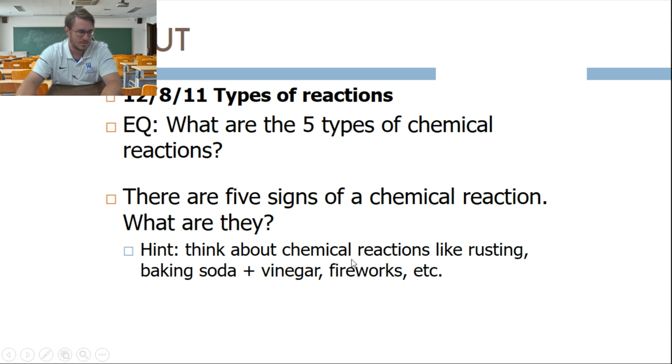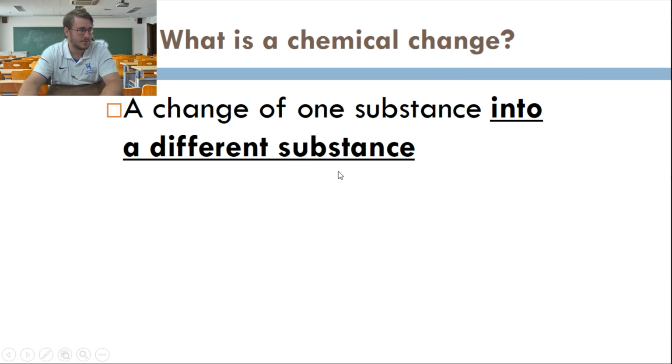Think about chemical reactions real quick, like rusting, baking soda and vinegar added together, fireworks, etc. Think about what are some signs you think. Did you think about it? Pause if you didn't by now, and think about some you can come up with. And then we're going to define them now.